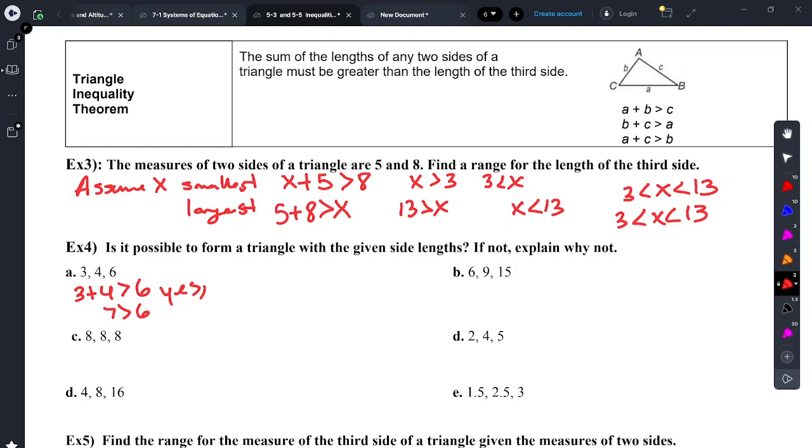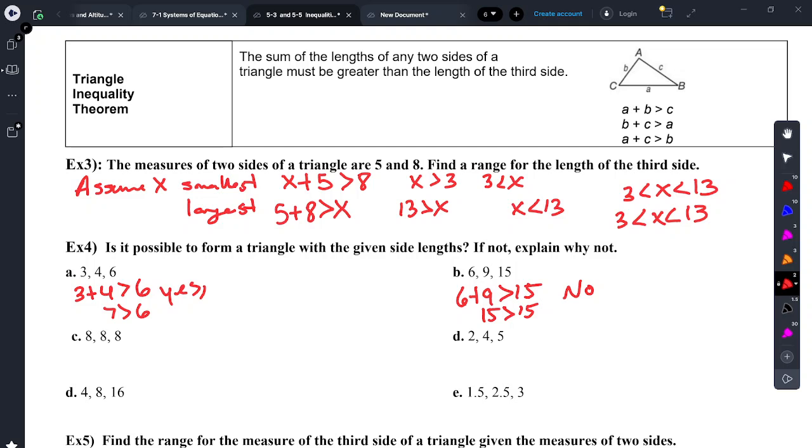All right, let's do B. What does this mean? 6 plus 9 has to be greater than 15. We get 15 is greater than 15. No. And your proof is right there, right? 6 plus 9 is not greater than 15. 8, 8, 8?